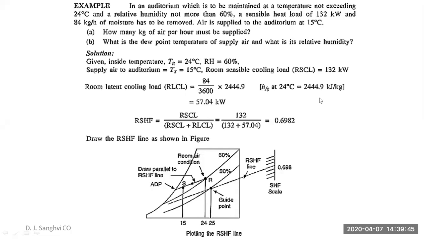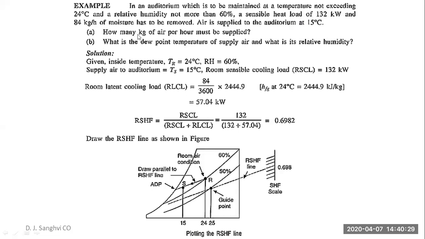In this question it is given that the room condition is 24 degrees and humidity is 60%. The room has a sensible heat load of 132 kilowatts and 83 kilogram per hour of moisture is to be removed. So the sensible heat load is given as 132 kilowatts. We have to estimate the latent heat load because they have just given the mass flow rate of moisture being added per hour. Air supplied to the auditorium is at 15 degrees Celsius. This means that the supply condition of air, or the air that is leaving the cooling coil, is 15 degrees Celsius.